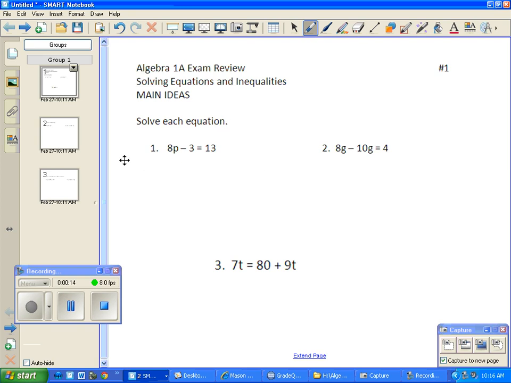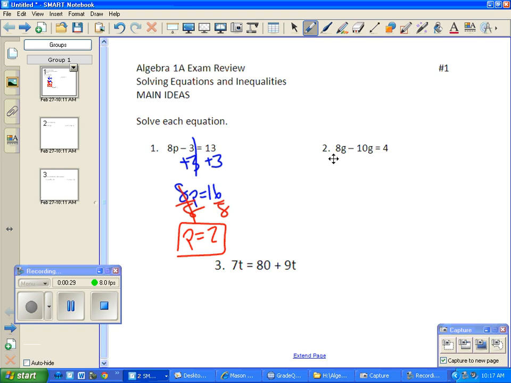The first one, 8p minus 3 equals 13. You've got a two-step equation, so you're going to go ahead and undo subtracting 3 by adding 3. Now you have 8p equals 16. And when you divide both sides by 8, now you have p equals 2.